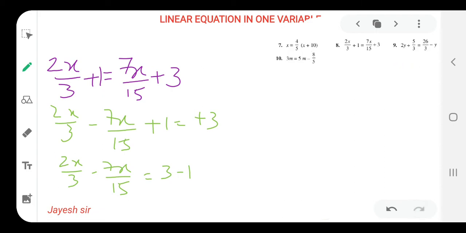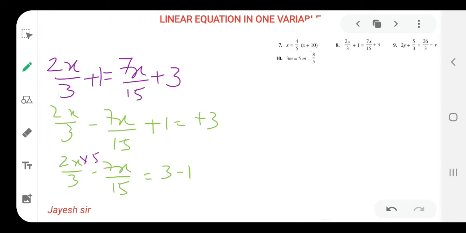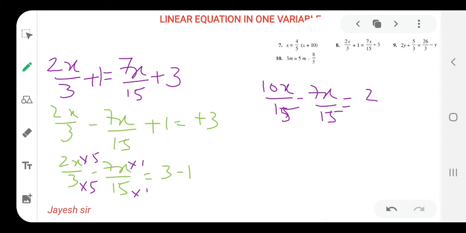Yes. So what we have to do now, friend, we have to make the first term's denominator the LCM, 15. So 2x should be multiplied with which term? It should be multiplied with 5 to make it 15. Yes, and the other should be multiplied with 1 because it is already 15. So it will become 10x by 15 minus 7x by 15, and here it will become 2. Yes, I hope till this step all must be clear.